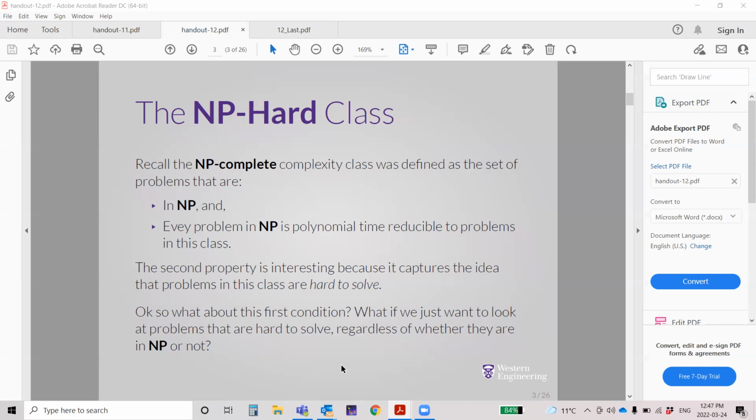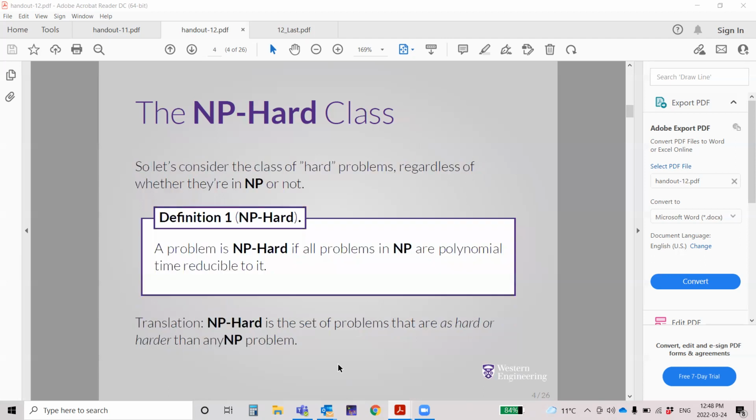Okay, so what about the first condition? What if we just want to look at problems that are hard to solve, regardless of whether they are NP or not? It's a hard problem. It's hard to solve, whether it's NP, P, whatever. So let's define NP hard. Let's consider the class of hard problems, regardless of whether they are in NP or not.